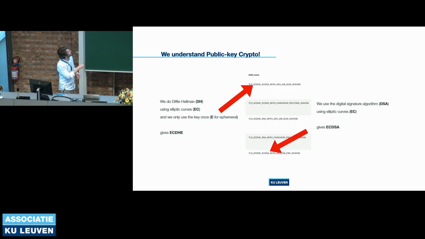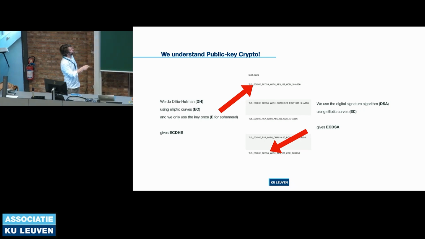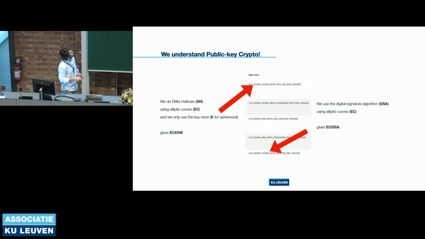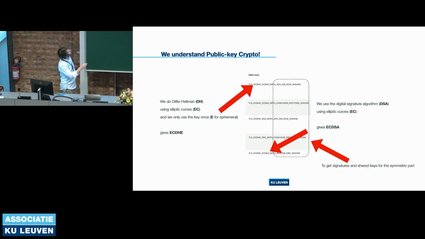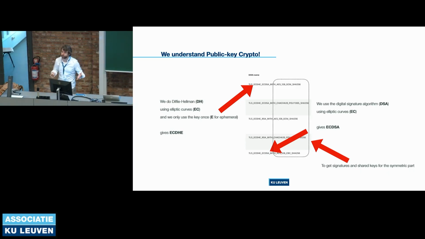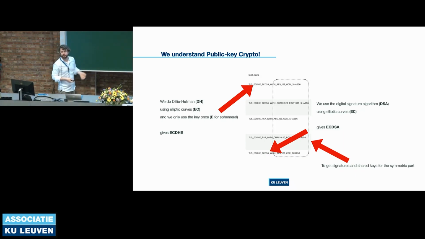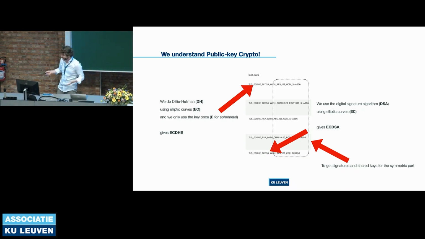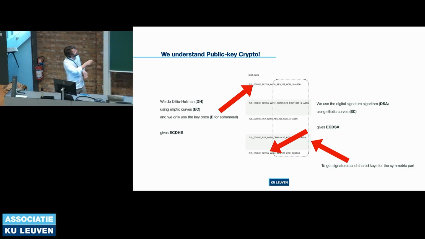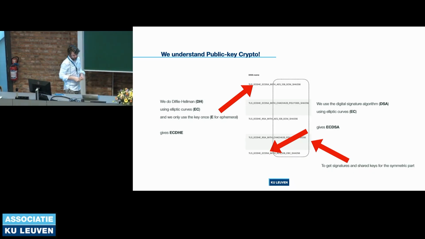That ECDSA part is what we discussed before. That was the signature part. This is the key agreement part, and this is the signature part. Again, digital signature algorithm using elliptic curves gives you ECDSA. And then that last block is the symmetric crypto that we're going to use, which was hopefully covered by Tim this morning, it's not going to be part of the public key part. So we are getting the signatures here and the shared keys here just to ensure that we can do this symmetric part.